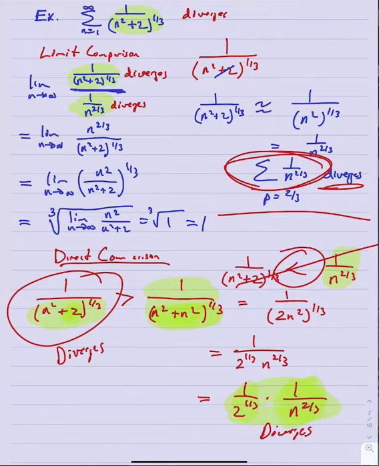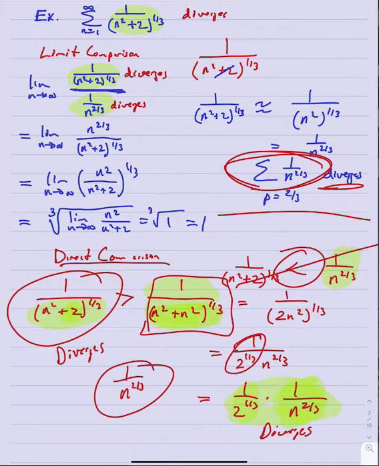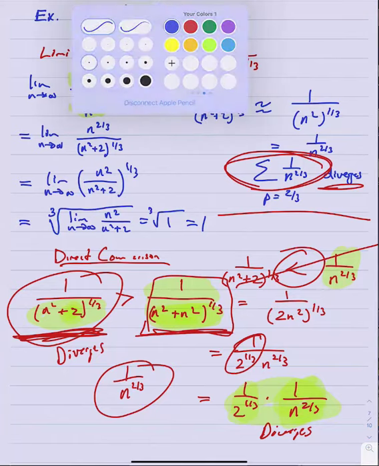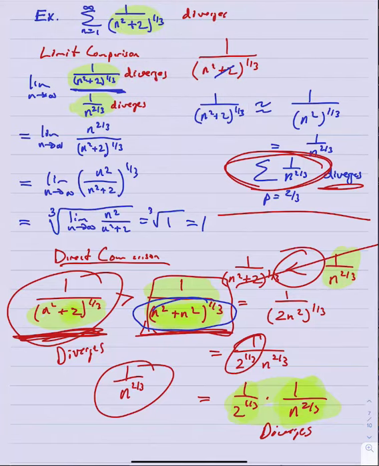So this example is meant to show you that when you're doing a direct comparison, sometimes the thing you have to do a direct comparison to is not precisely the thing you started out with when you were thinking in terms of long-term behavior and limits. I actually needed something a little bit different here. I needed that 2 to the 1/3 in there, so that I was sure when I went from the left side of this inequality to the right side that this denominator really was bigger than this denominator.